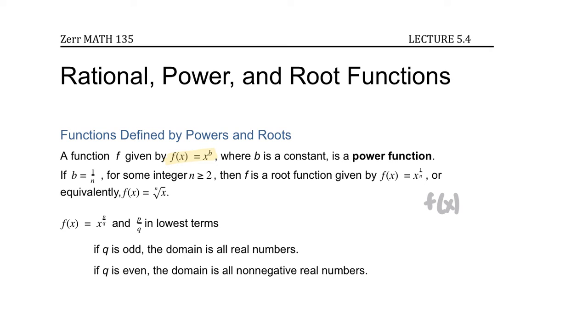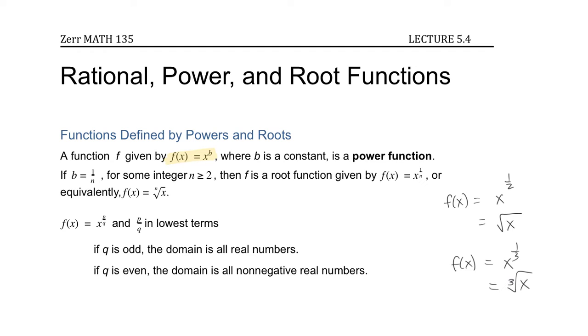so for example, f of x is equal to x to the 1/2, something like that, then it's called a root function, and we can rewrite that as a radical. So if it's a square root, we would write it like that. We could have another function like x to the 1/3, and that can be written as a cube root.